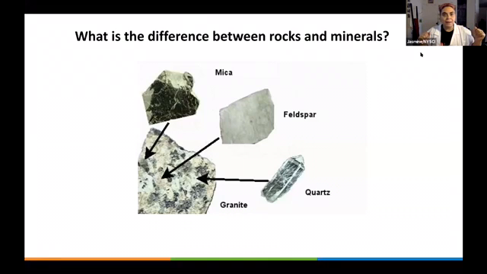My prompt is, what is the difference between rocks and minerals? I put an image there as a hint to help you refresh your memory of high school earth science. If you think you know the answer, you can raise your hand virtually or physically. You can also write in the chat, which Fran will be monitoring. So what do you think is the difference between rocks and minerals?